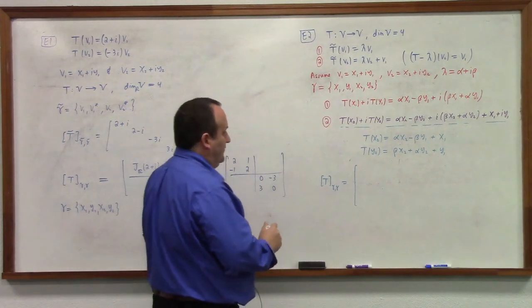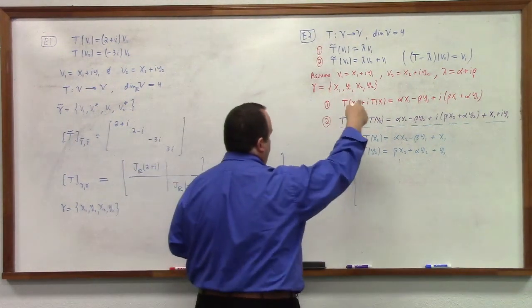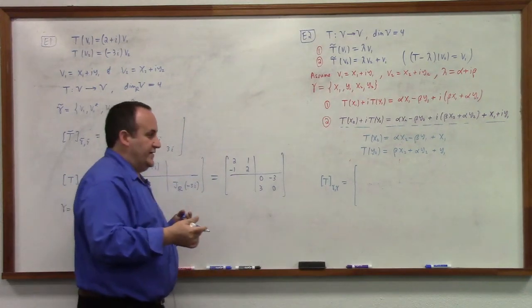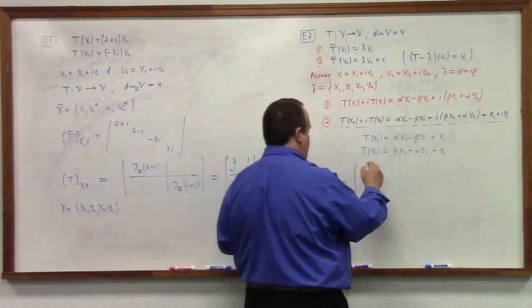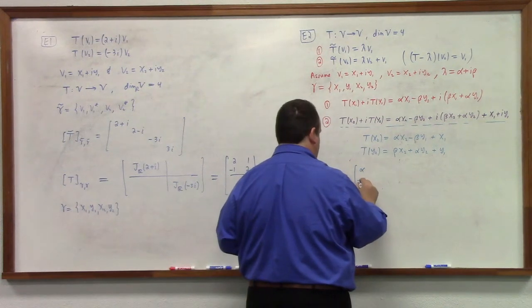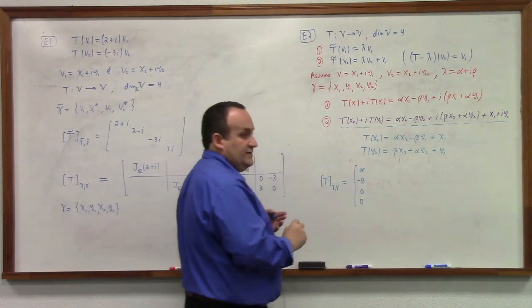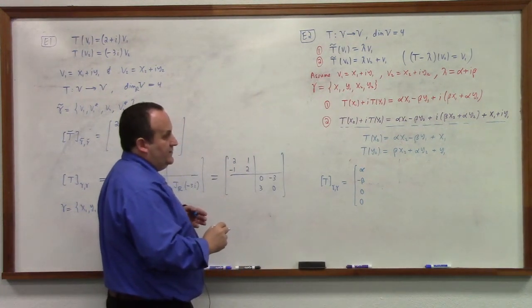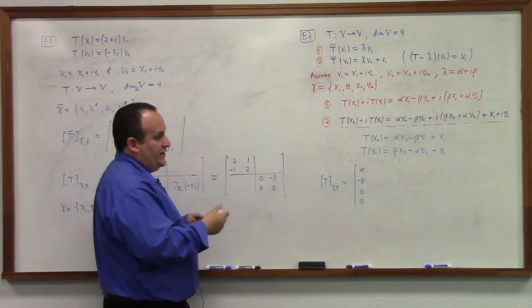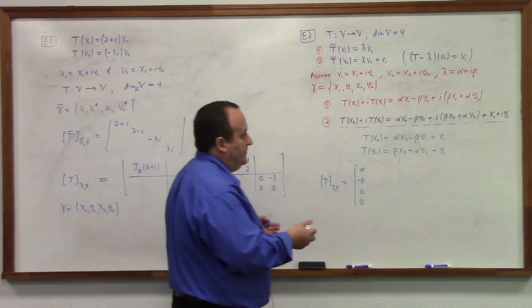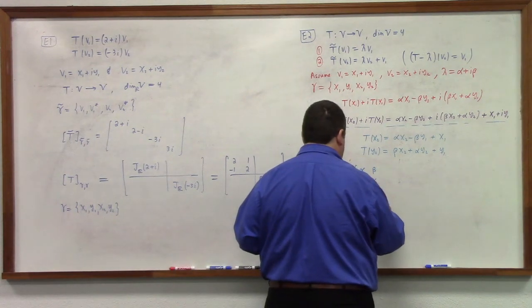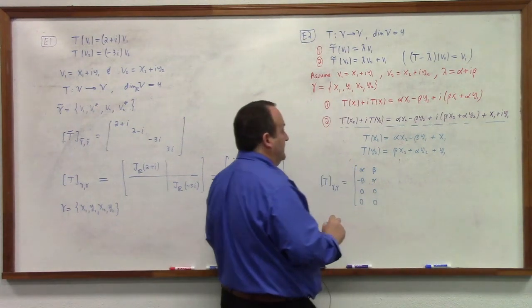So now remember, gamma is x1, y1, x2, y2, right? So first of all, x1 and y1, same song and dance, right? It's alpha minus beta. There's no x2 or y2 there, right? So it's just alpha minus beta, 0, 0 for column 1. Column 2 would be the coordinates of T of y1, right? Which are beta, alpha, and then zeros, because there's no x2 or y2 in the formula for T.